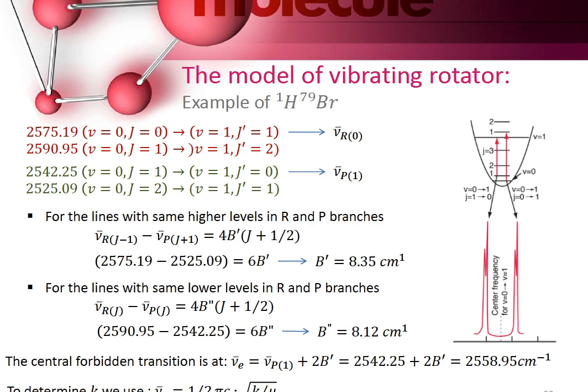Now if you want to get to B second, then we have to take the transitions that start from the same level of rotational energy and have different final levels of energy. Between these two cases, we look at what is similar here. This one starts from 1, and this one starts from 1. If we take the difference between them, this will be 4B second (J plus half), and J is the one that is common between them, which is also 1. So this is also going to give us 6B second. And so we have B second and B prime.